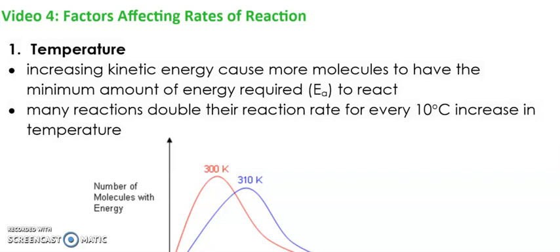This video is on factors that will affect a rate of reactions. So there are 5 different factors, 5 different things you can manipulate or that can be manipulated that can change how fast a reaction occurs. So we'll start with temperature.